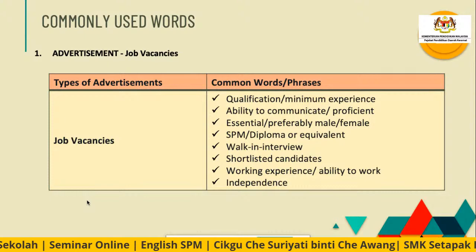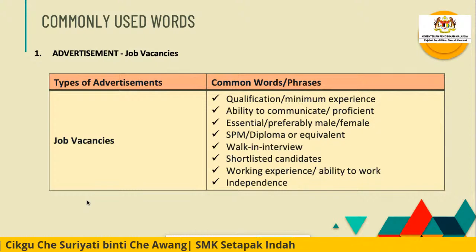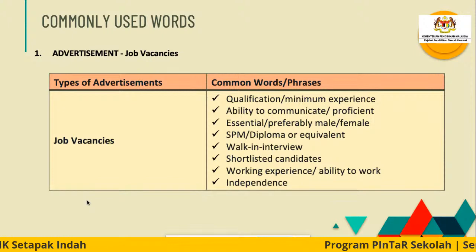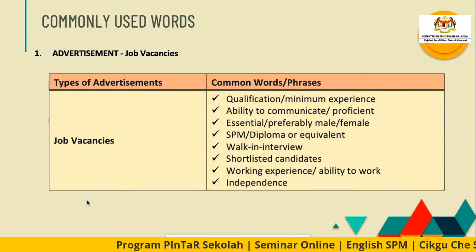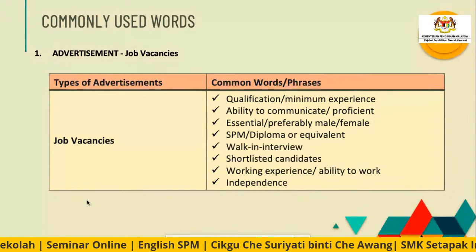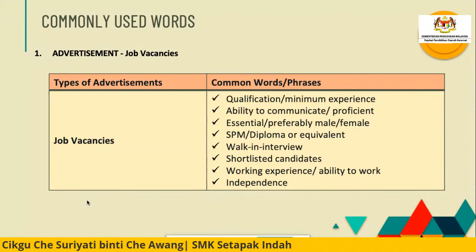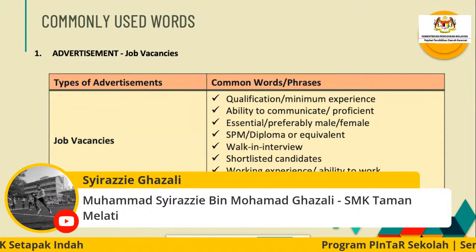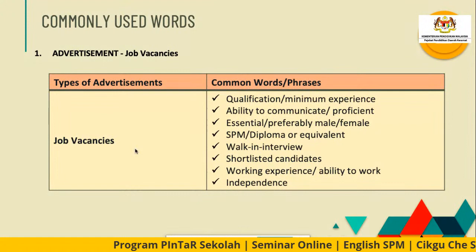The first one, the famous one for question number one until number eight, is advertisement. There are many types of advertisements, so I'm going to give you a few examples. The popular ones. The first one is job vacancies. What does it mean by job vacancies? Kerja kosong ataupun nak minta kerja. Jenis iklan, advertisement is iklan. Iklan ni ialah tentang untuk memohon pekerjaan, nak minta kerja.